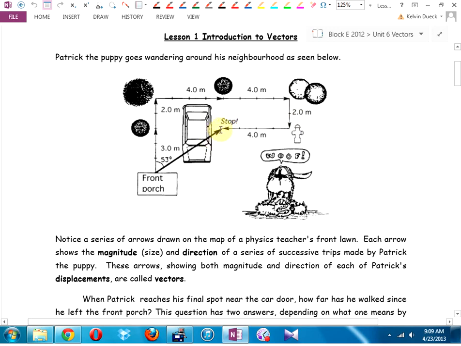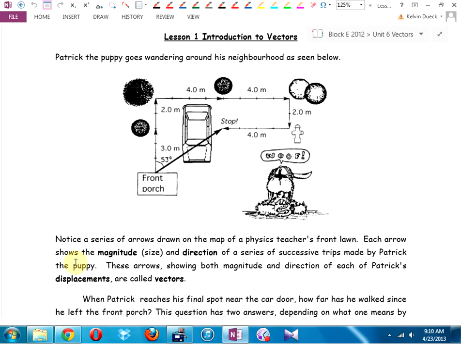So I wrote, notice a series of arrows drawn on the map of a physics teacher's front lawn. Each arrow shows the magnitude, the size, and the direction of a series of successive short little trips made by Patrick the puppy. These arrows, showing both magnitude and direction of each of Patrick's displacements, are called vectors. We're going to start to symbolize vectors as pictures with arrows.